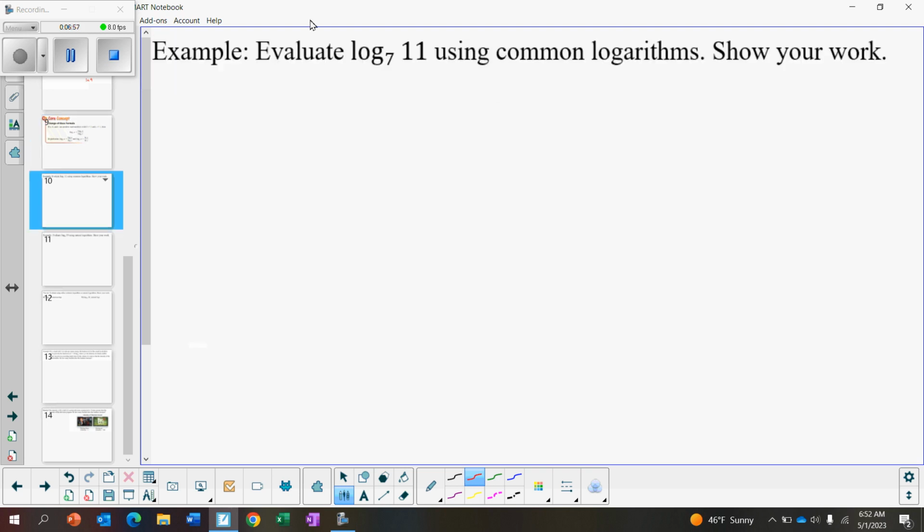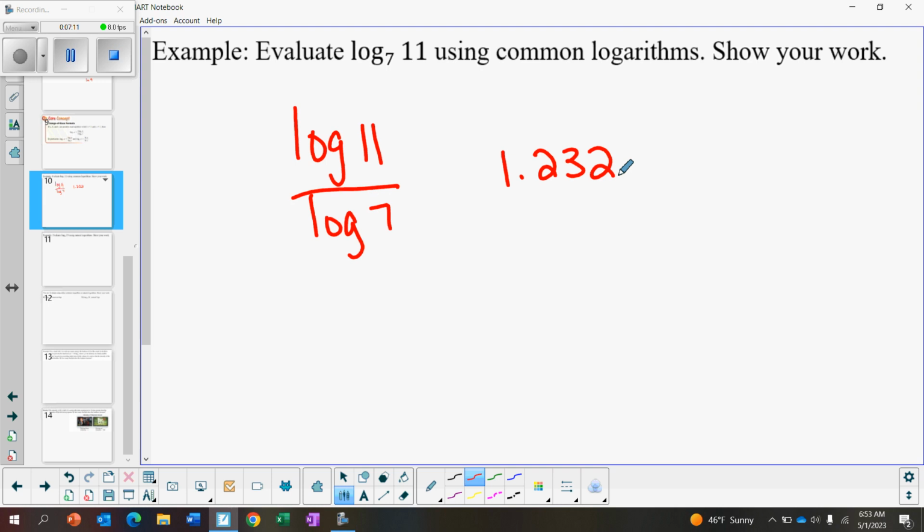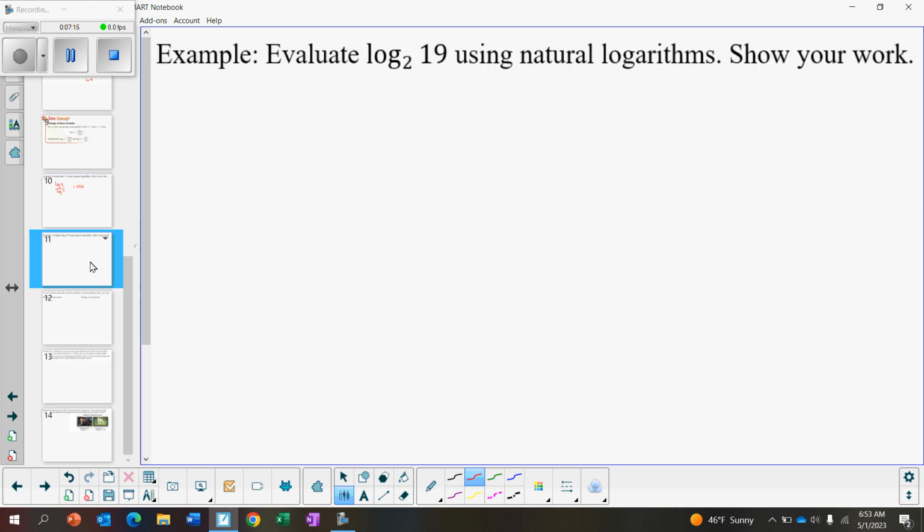So I'm going to evaluate log base 7 of 11 using common log, so that means just plain log. So that's going to be log 11 over log 7. And if I were to put that in my calculator, I get 1.232. In this one, we want to evaluate log base 2 of 19 using natural logarithms. So that's just going to be ln 19 over ln 2. And if I put that in my calculator, I get 4.248.